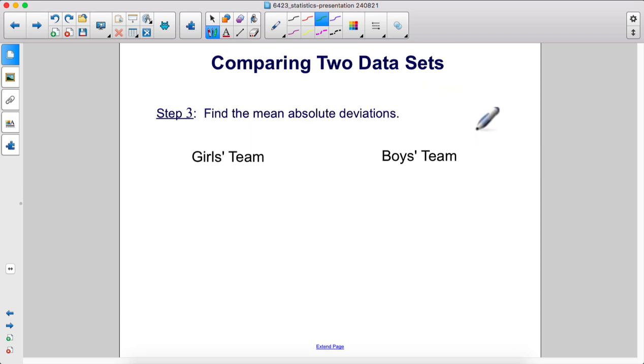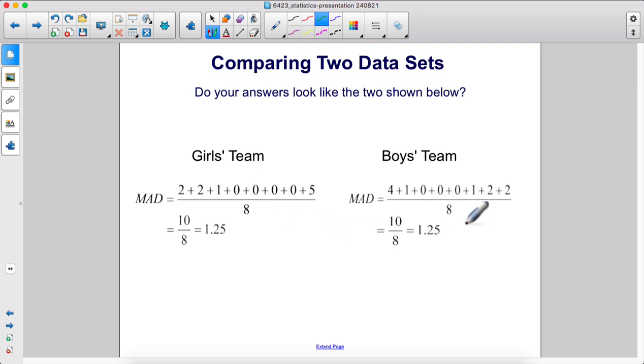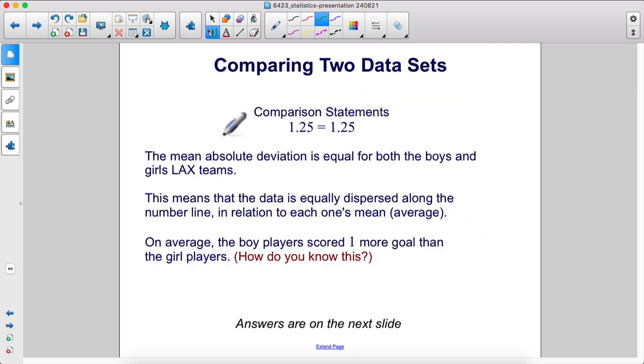Step 3. Find the mean absolute deviations. Do your answers look like the two shown below? You're going to average all of the absolute deviations to find the mean absolute deviation. Both of them are 1.25. The mean absolute deviation is equal for both the boys and girls lacrosse teams. This means that the data is equally dispersed along the number line in relation to each one's mean, or average. On average, the boy players scored 1 more goal than the girl players.